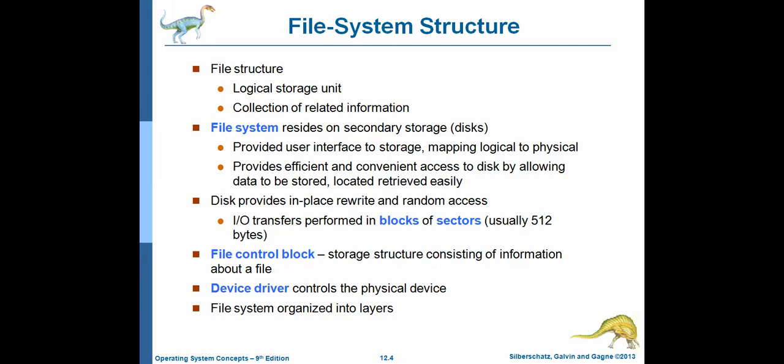Why? Because all the file systems are stored in the secondary storage area called disk. So disk has some special characteristics. Because of those characteristics only, we are able to perform the operations in a convenient and efficient manner. So what are the characteristics of a disk? Disk provides in-place rewrite and random access. So what is in-place rewrite?